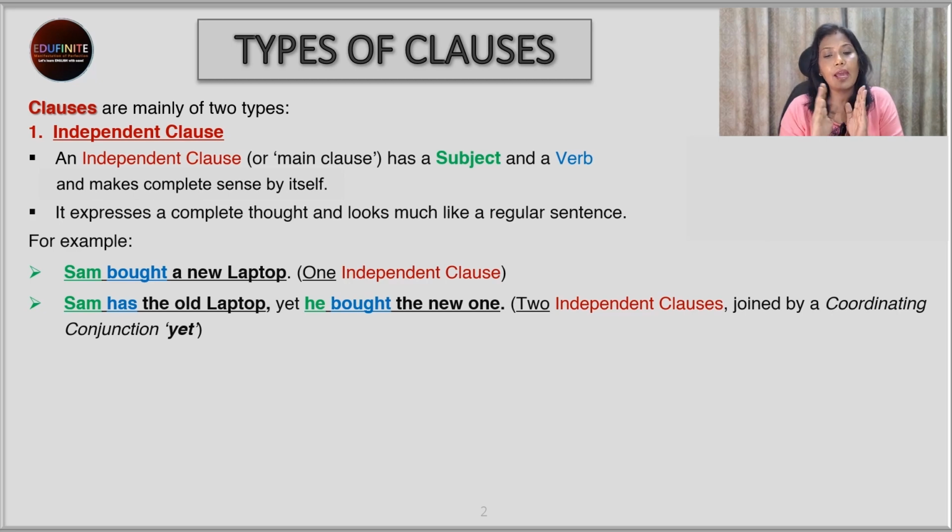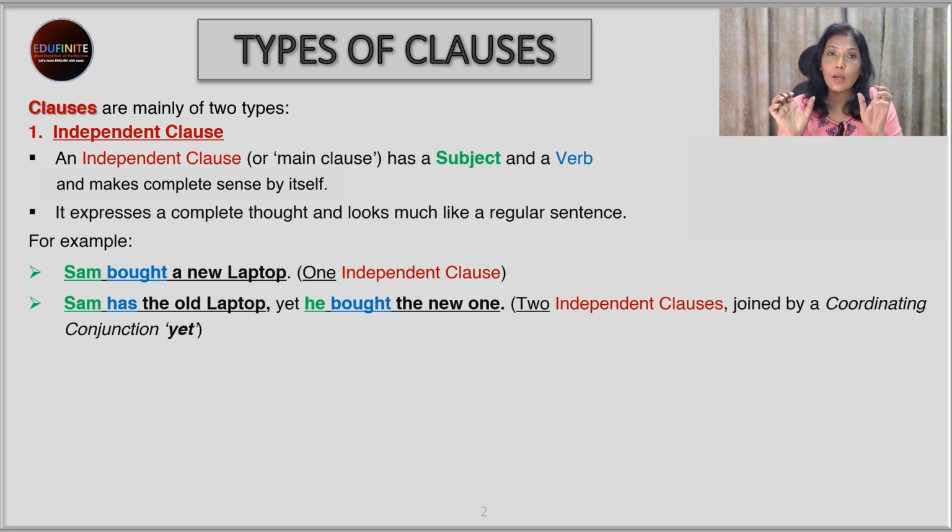Okay. And then we have, just leave the yet. Let's come to the other part. He bought the new one. So that also gives us a complete thought, or it expresses a complete meaning. So over here again we have the subject he and the verb bought. So this is also a clause. Now since both of these clauses have a subject and a verb and are expressing a complete meaning, both of these are independent clauses.